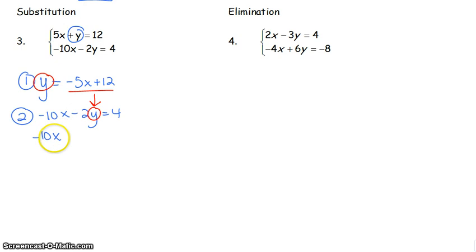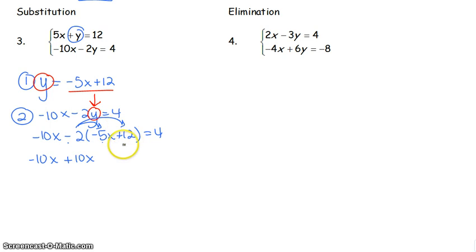Alright, so we got a negative 10x minus 2. We replace y with a negative 5x plus 12 equals 4. Remember, everything else is going to stay the same. We just replace the y with our expression. You want to be very careful. Make sure that you distribute a negative 2 times a negative 5 to get a positive 10x.